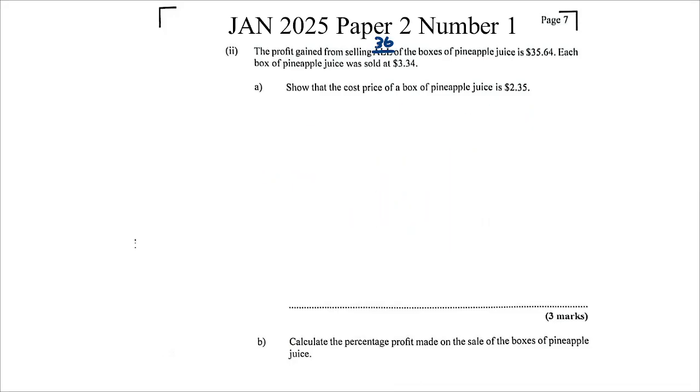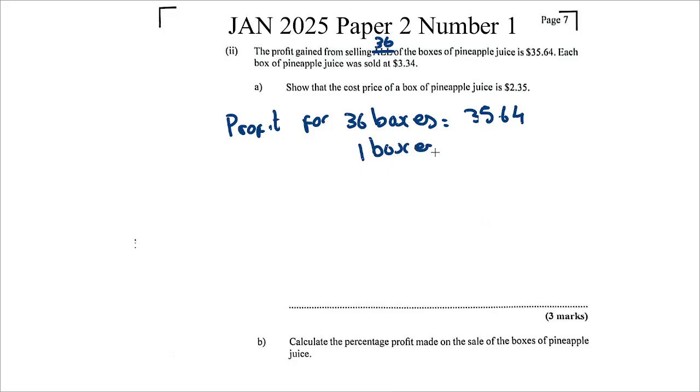The question says, show that the cost price of a box of pineapple juice is $2.35. We know that your profit for 36 boxes is $35.64. They want to know the cost price, so we will look at the profit for one box, which is $35.64 divided by 36, which gives you 99 cents. That is the profit for one box.